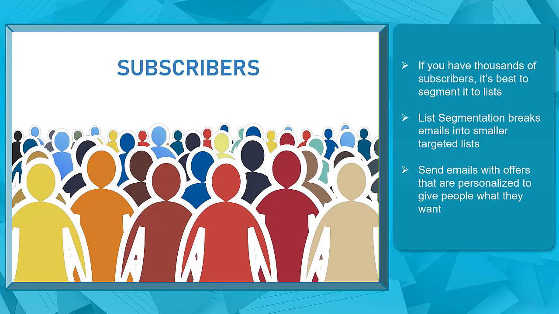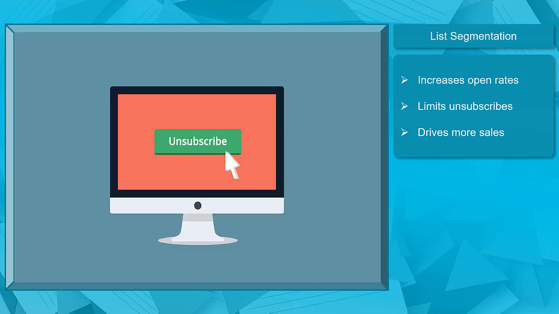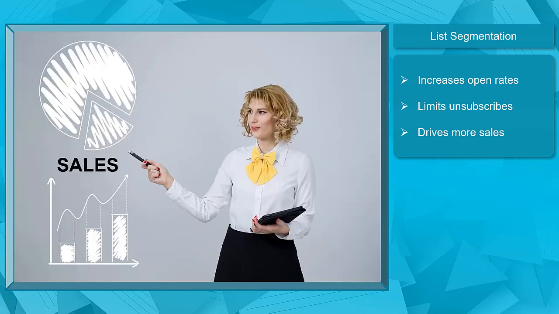If you have thousands of emails on your list, then it would be best to organize your list into segments. List segmentation breaks your email list into smaller and targeted lists. It gives marketers the ability to send emails containing offers and content that is personalized to give customers what they want. List segmentation increases open rates, limits unsubscribes from people not interested in certain emails you send, and it drives more sales for your business.